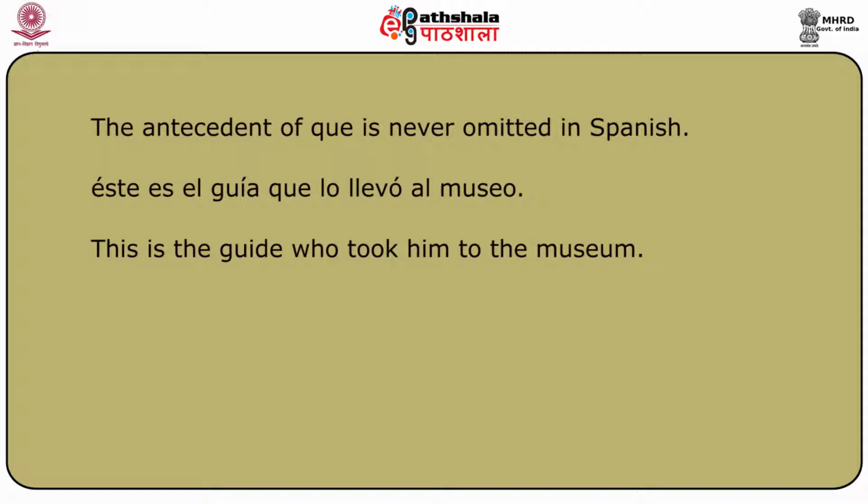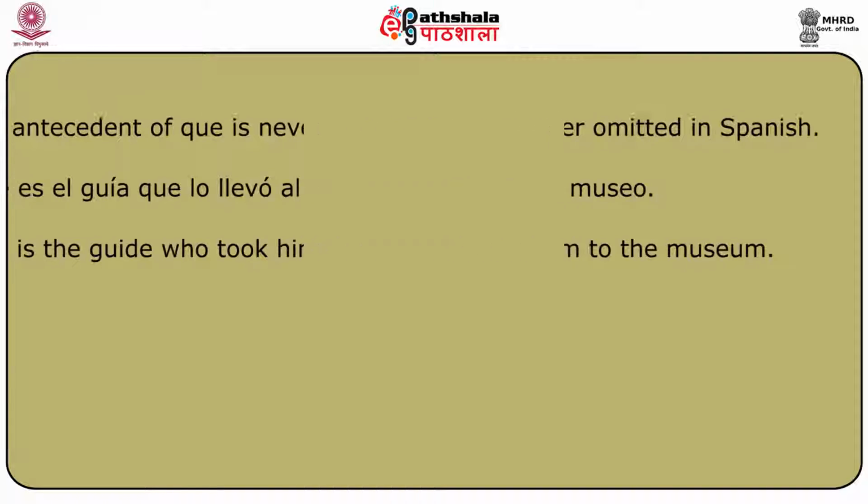In the following example, que, referring back to el guía, functions as the subject of the verb llevó in the relative or dependent clause. Este es el guía que lo llevó al museo. This is the guide who took him to the museum. So, que is referring back to el guía and functions as the subject of the verb llevó in the relative or the dependent clause.